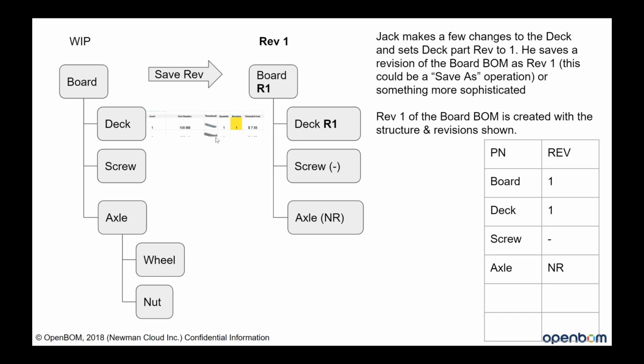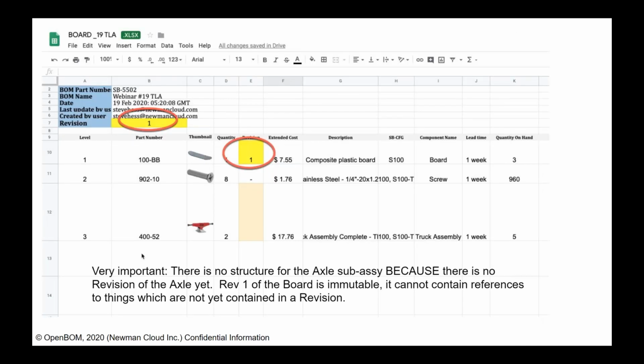There's an axle with no revision, and the revision structure is there on the right. So he's got revision 1 of the board, revision 1 of the deck, screws, which typically are not revised, where I work we call them rev dash, and the axle, which does not have a revision yet. Let's take a look at what that Excel might look like that he saved out for revision 1 of the board. Here we see that there are 3 items in there: the board, the screw, and the axle with no leaf parts, again because it is not at any revision.